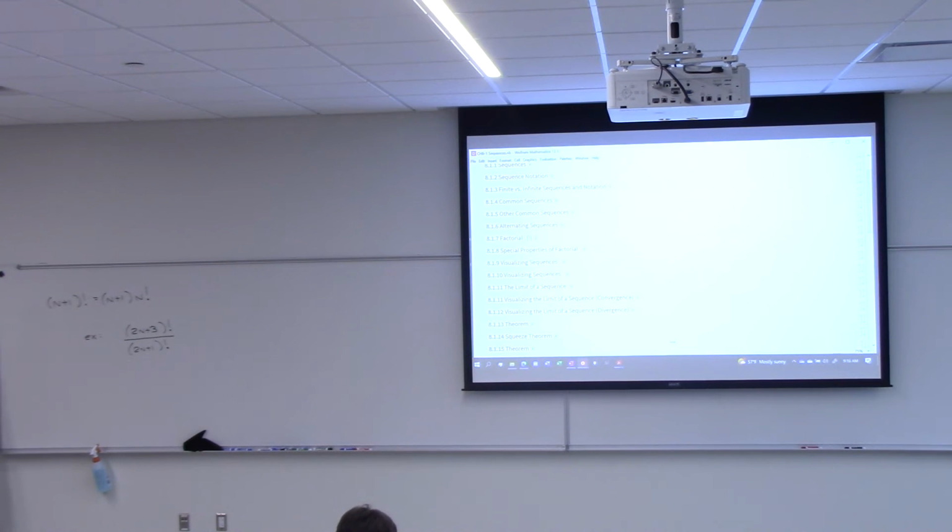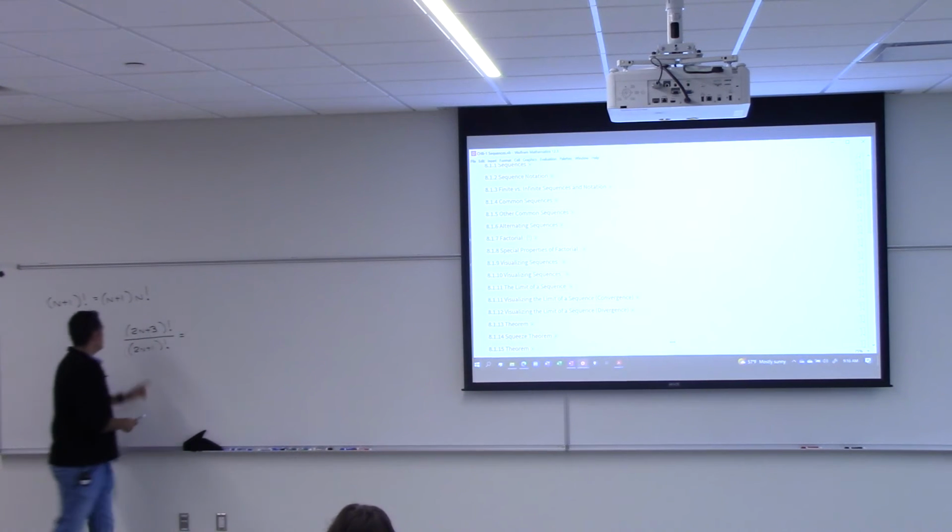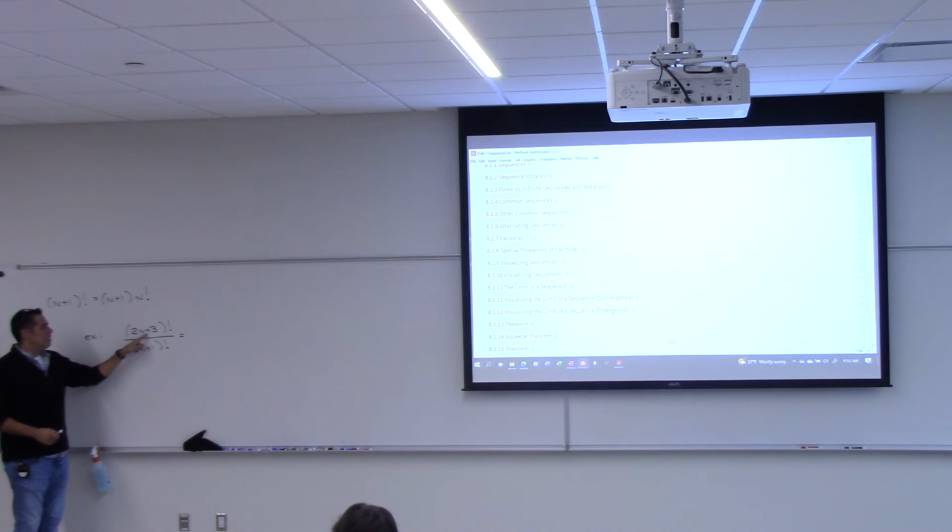I would like for us to simplify this. All right? First, let's write down what this is. Let's just see what this actually turns out to be. Remember what factorial means. You start with this number, then you multiply by 1 less than that, then 2 less than that, then 3 less than that, then 4 less than that, then 5 less than that, all the way until you get down to 1, right?